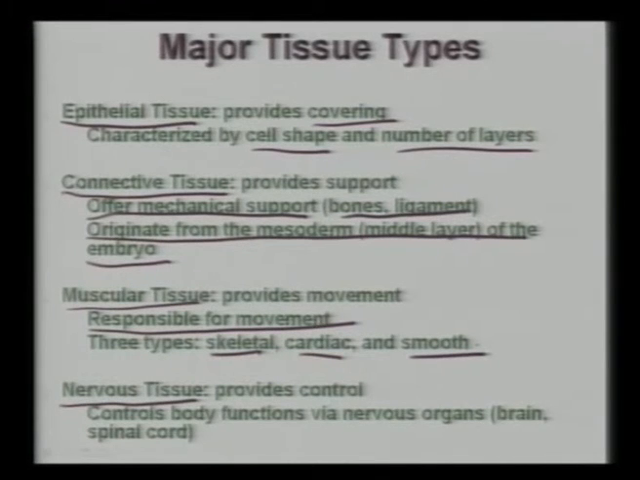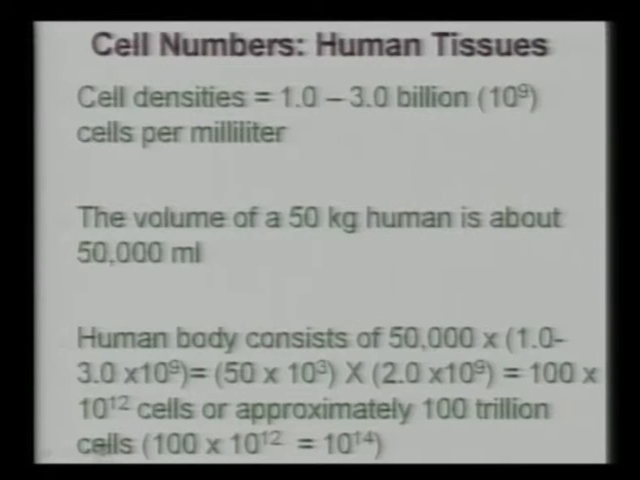So epithelial tissue forms a protection from the outer environment. Connective tissue offers you mechanical support. Muscular tissue offers you skeletal or cardiac tissue, and nervous tissue provides you control, like total control, the way you move, the way you run, everything is controlled by your nervous system, or it provides the control of the body functions. Now, what is the typical cell number in human tissues?